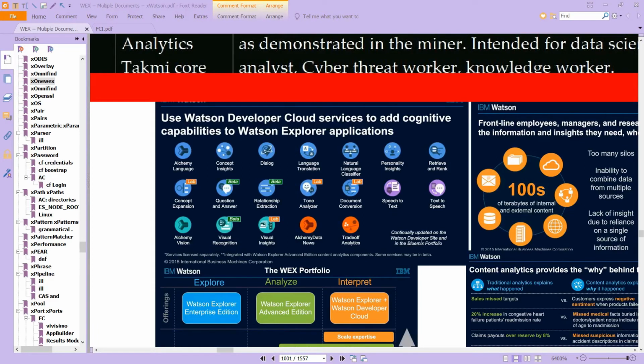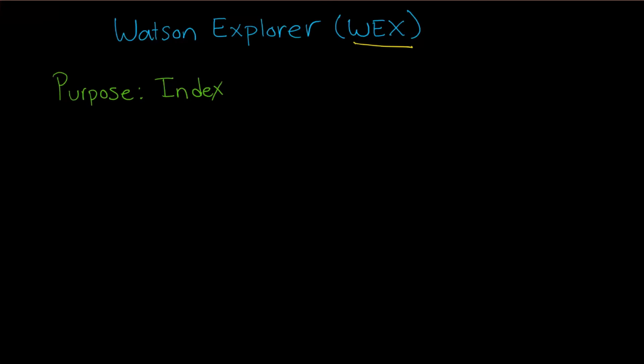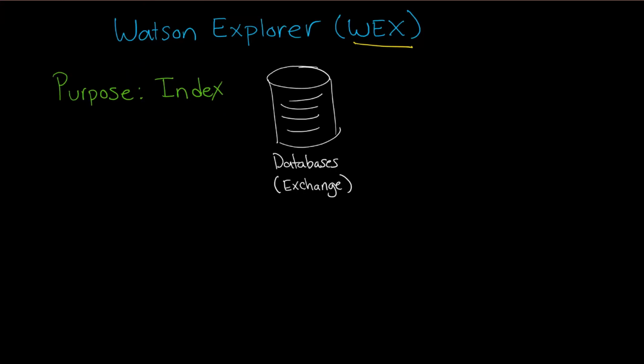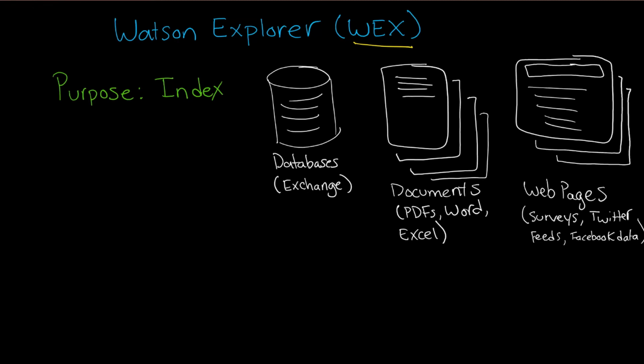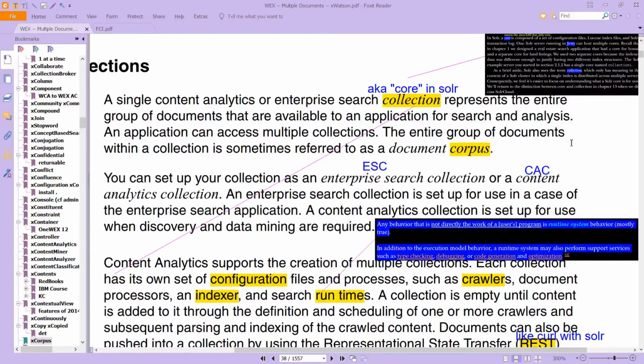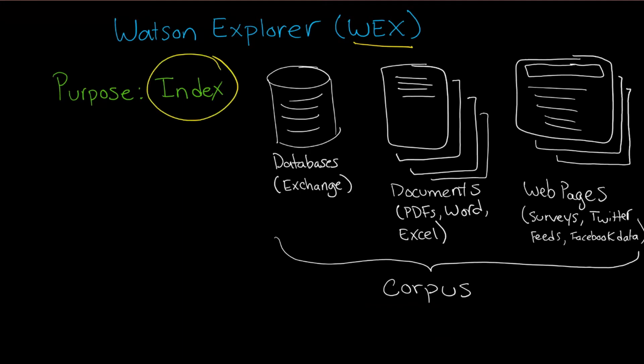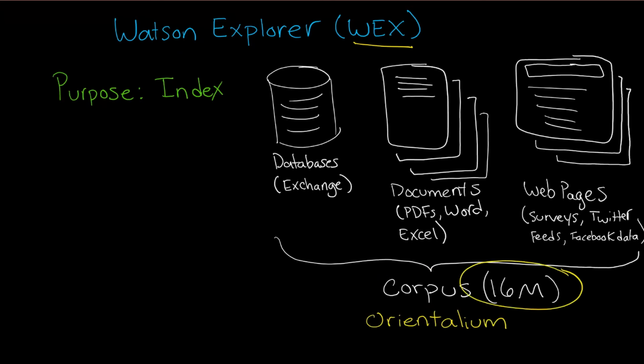all of these services. Now, the purpose of Watson Explorer and the reason for installing it is all about indexes. So let's say you have some databases and a document store with PDFs and Word docs and Excel docs and a series of web pages, maybe survey data, Twitter feeds, some Facebook information. And when you put all that together, you have a corpus of data. And in WEX, you group the corpus into what's called a collection. But the purpose of the index is to find data somewhere inside that corpus. So your corpus may have 16 million documents, and you may want to find a single word from inside all of those documents. This is a needle in the haystack problem.